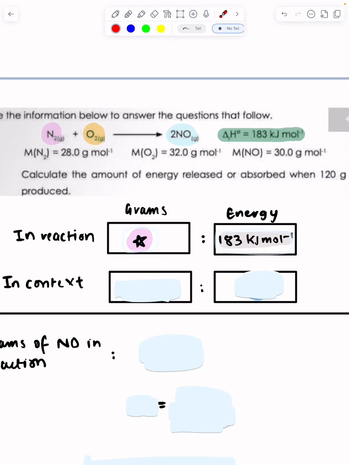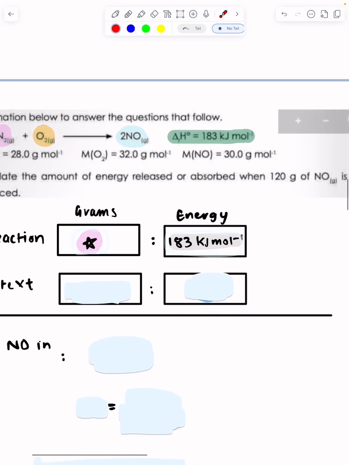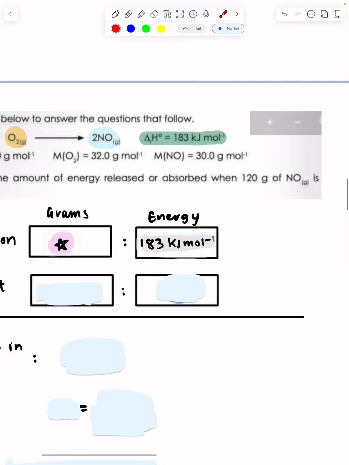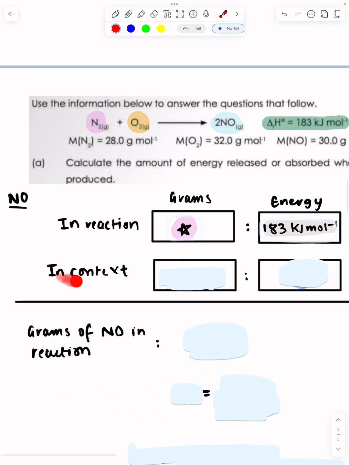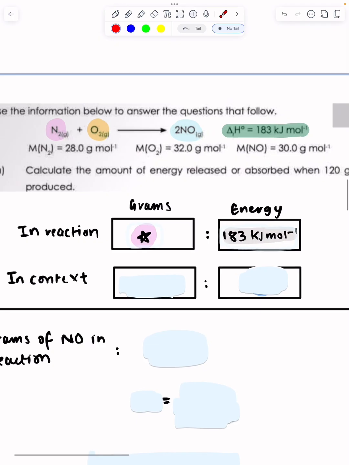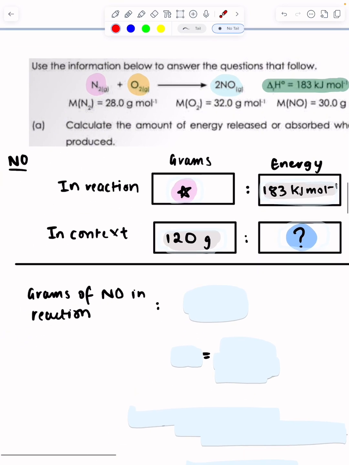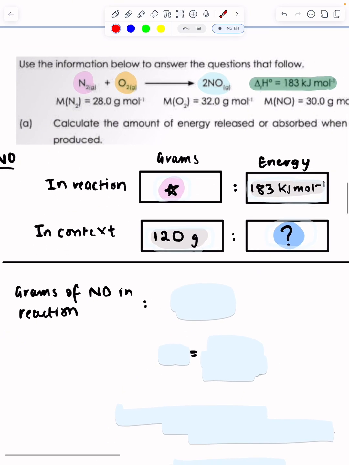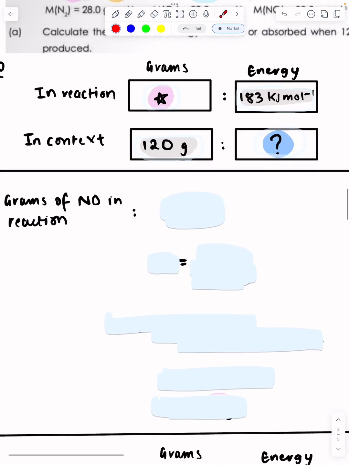What are some other boxes I can fill out? Well, it says that we want to know how much energy is released or absorbed when 120 grams of NO is produced. So in context, we're dealing with 120 grams. We need to figure out how much energy that's producing. First things first, let's figure out the grams in the reaction. Let's complete this top row before we can work out the second row.